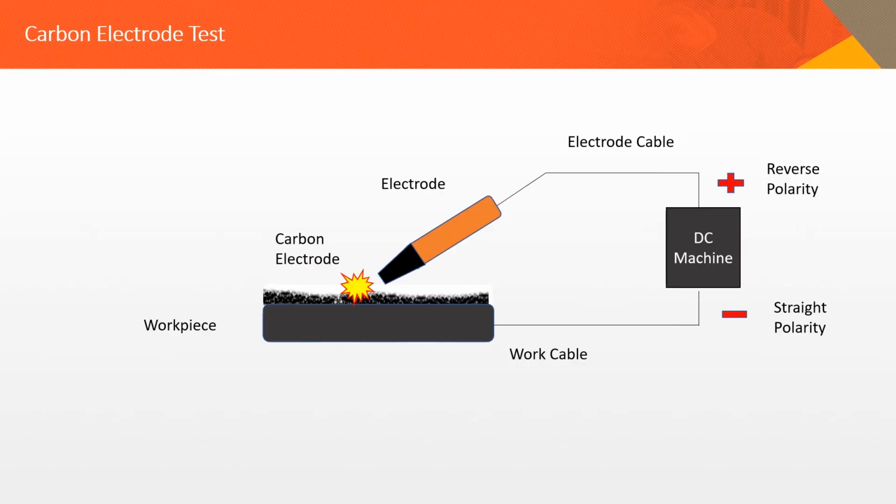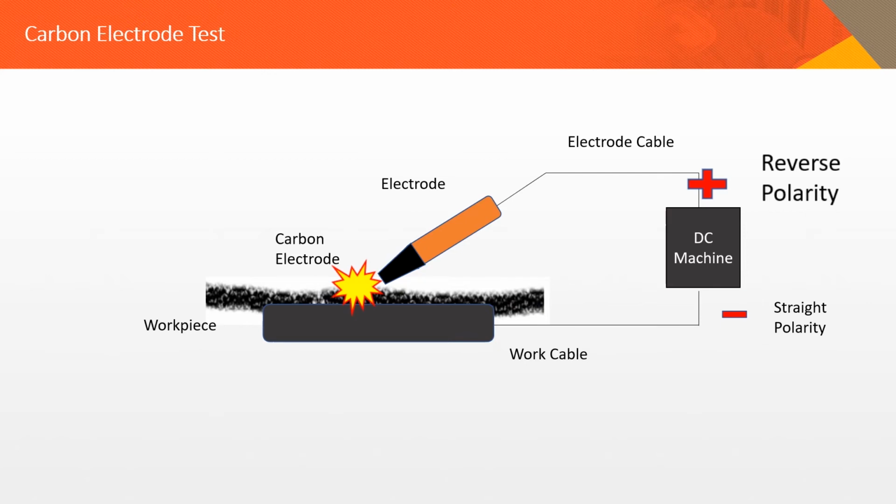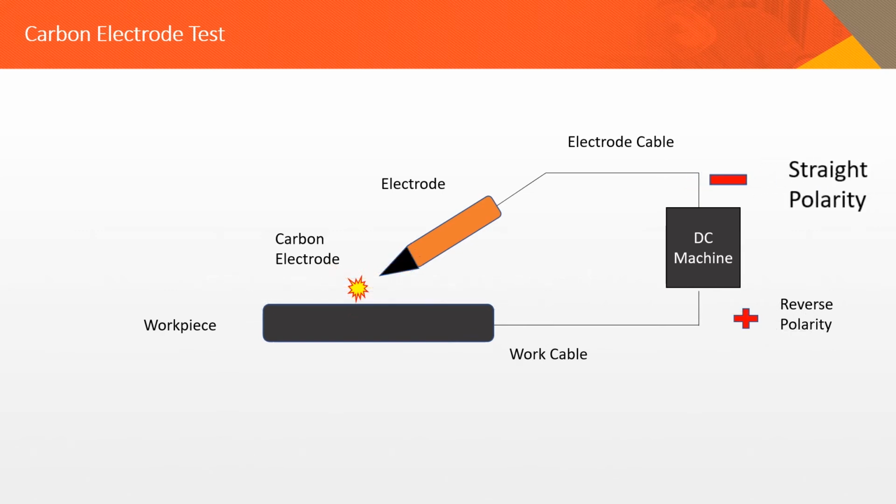In the carbon electrode test, the following are two important observations. If polarity is reverse or positive, the arc will be difficult to maintain and will leave carbon deposit on the surface of the base metal. The electrode used on positive polarity will burn off blunt. If polarity is straight and negative, the arc will be stable, uniform, and conical in shape. The one on negative polarity will burn off evenly, keeping its shape.